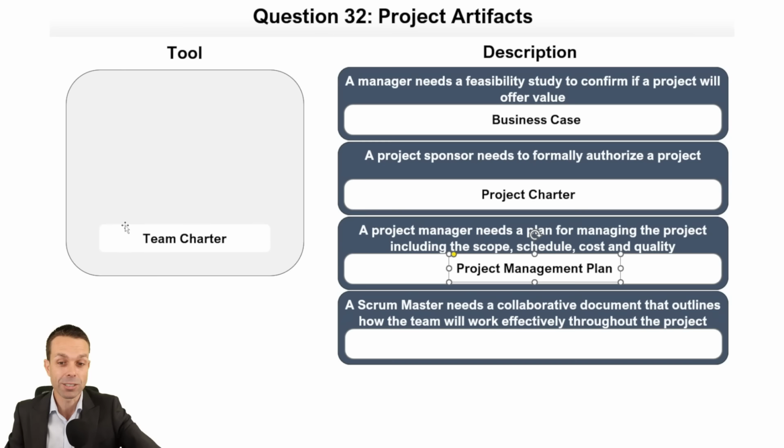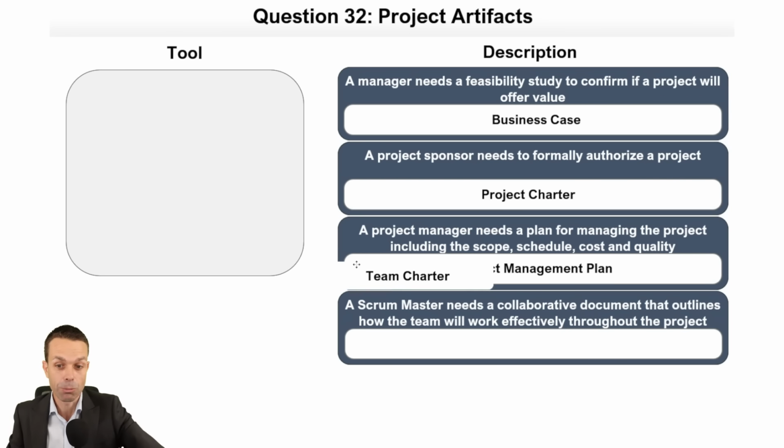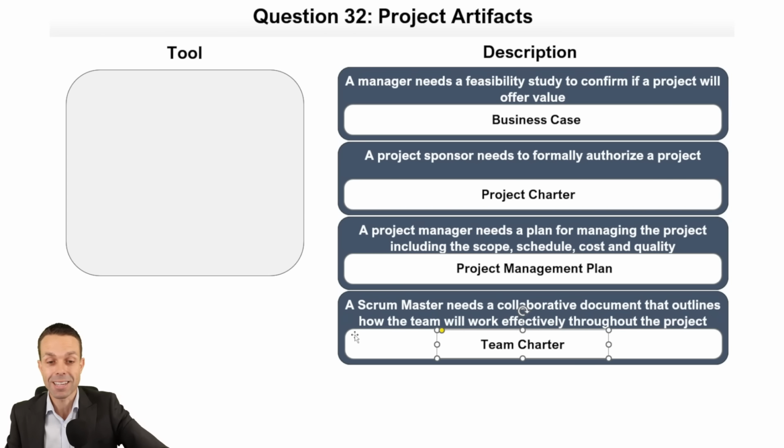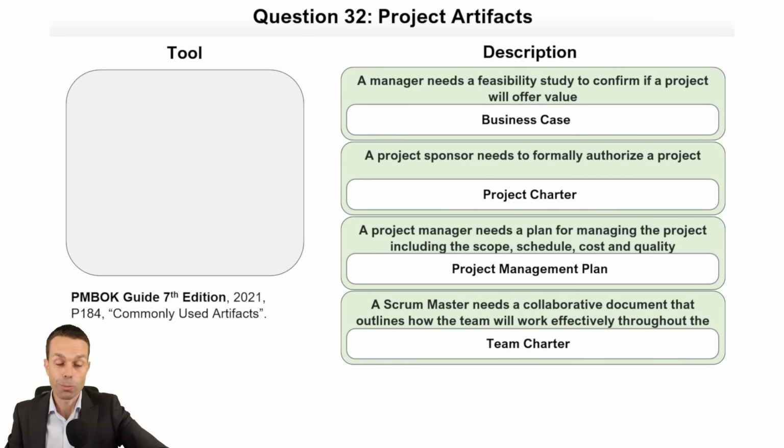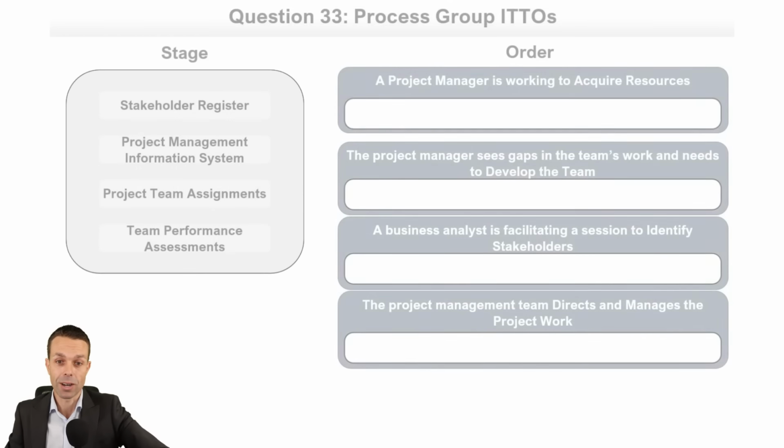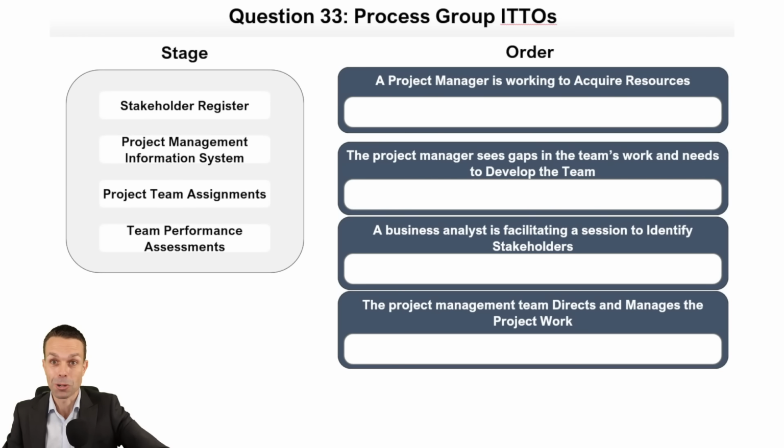risk plan, communications plan. Now, if a Scrum Master needs a collaborative document that outlines how the team will work effectively throughout the project, this is our way of working, our team charter. Let's quickly check. And there we go. PMBOK Guide 7th edition, commonly used artifacts that we've got here. Team Charter is a wonderful Agile one that you'll see come up in resources in the Process Groups Practice Guide as well. All right, next one, doing great.